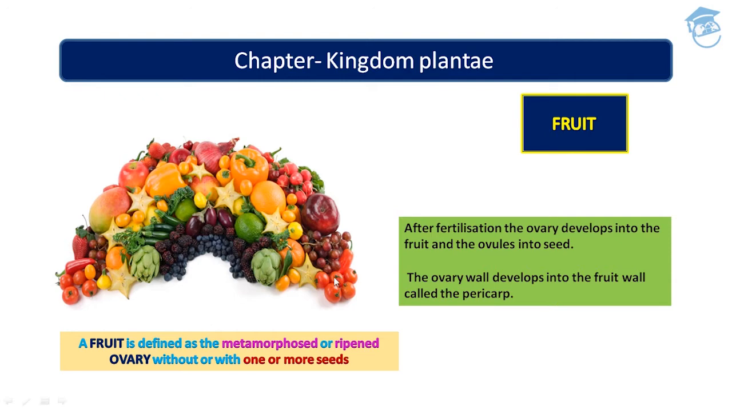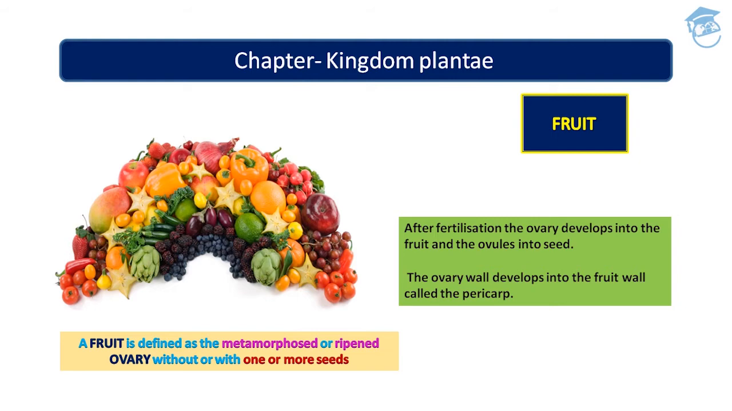Generally, students, a fruit consists of a wall which is called pericarp. See, this is the pericarp of this fruit, and seeds. So generally a fruit consists of pericarp and seeds. The pericarp may be dry, it may be fleshy. See, in this case, in the orange, the pericarp is dry, and here in this fruit, the pericarp is fleshy. So pericarp is the outer layer, or you can say the fruit wall, which is developed from the ovary wall.